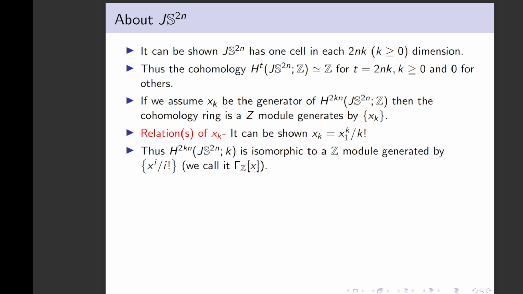So from here, okay, I have written something mistakenly. This will be just a star, because this is the cohomology. So this is isomorphic to a Z module that is generated by x_1 to the power i divided by i factorial. We call it gamma ZX. Now you can see for the case of ZX, what we have: the generators are 1, x squared, up to something that is going on. And here the generators are 1, x squared by 2 factorial, and it goes on. So basically, this is not ZX. That's what I want to say.